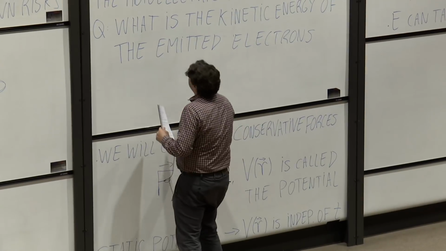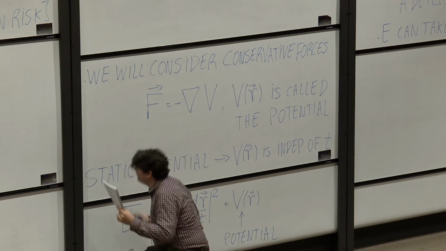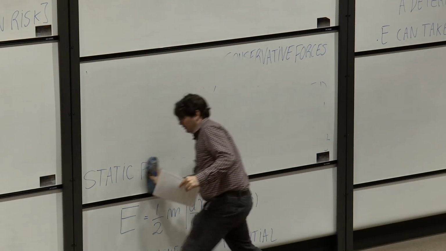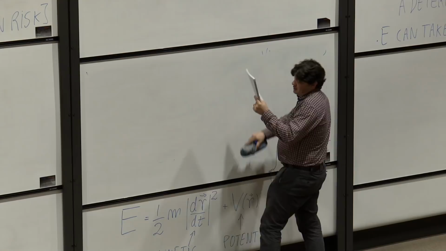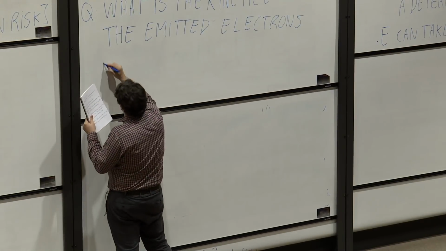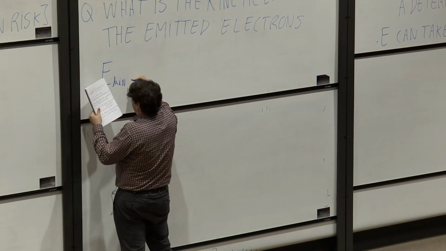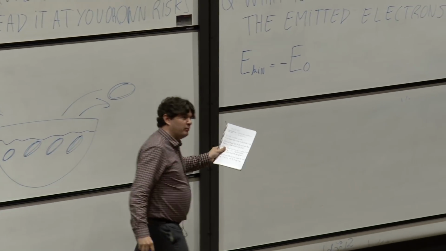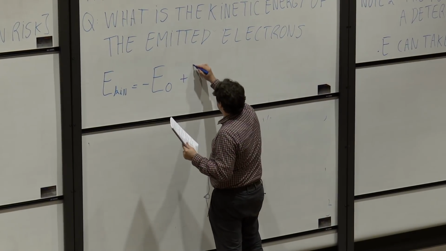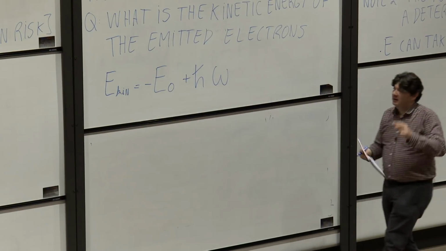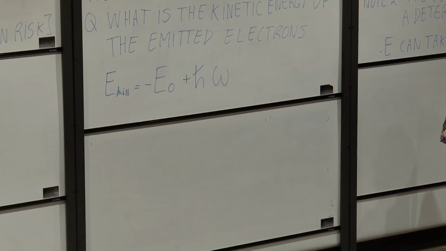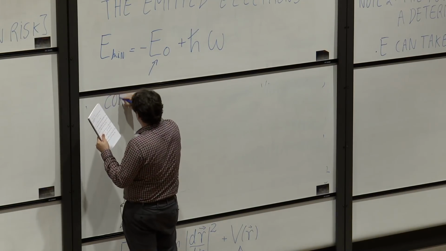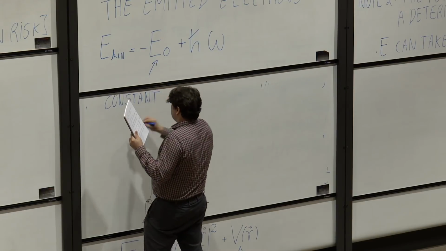It happens that what people discovered was actually something quite surprising. They discovered that the kinetic energy of the electrons was equal to some constant times omega, the frequency of the light that you are shooting, minus some energy, E0. So this is a constant. This depends on the metal.